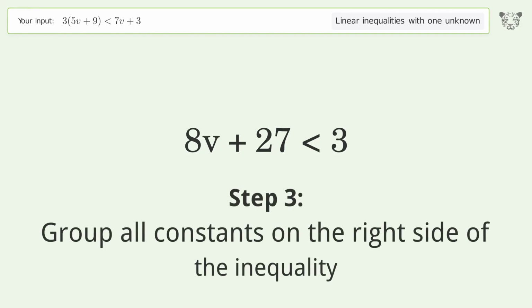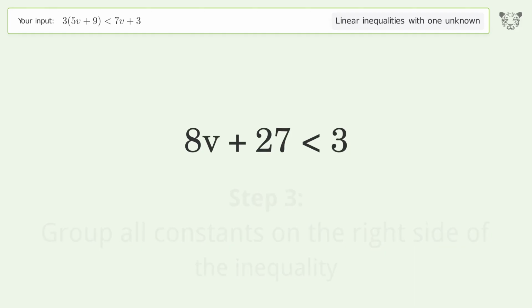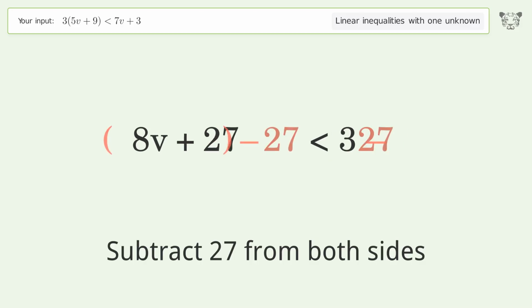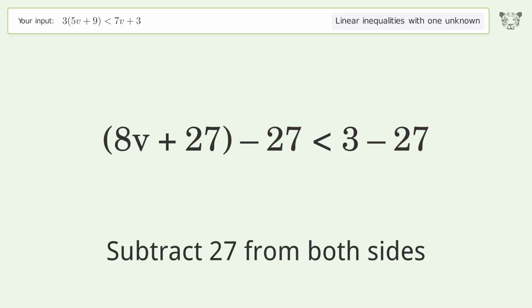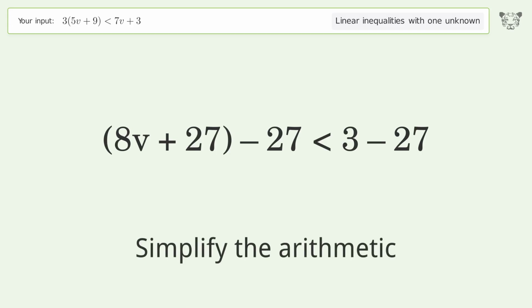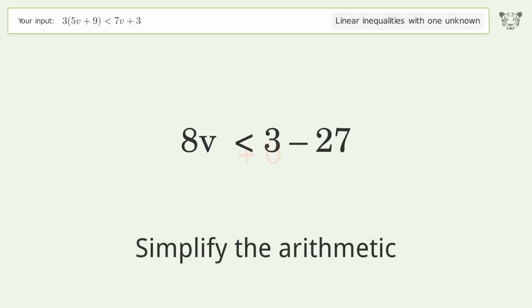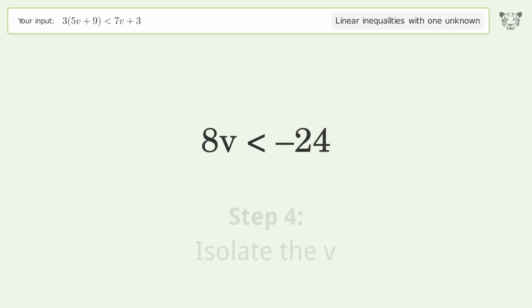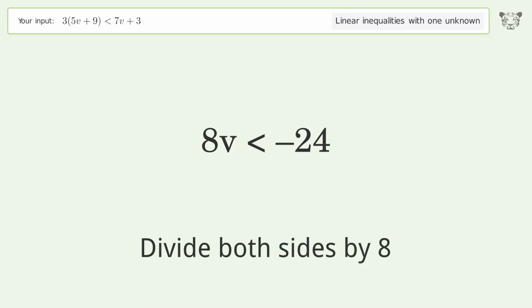Group all constants on the right side of the inequality. Subtract 27 from both sides. Simplify the arithmetic. Isolate the v. Divide both sides by 8.